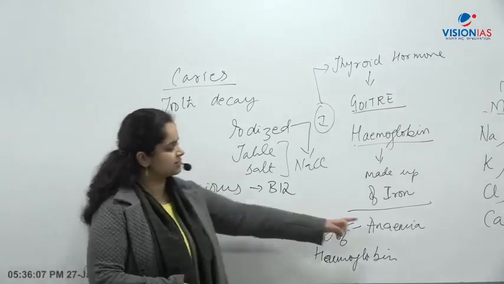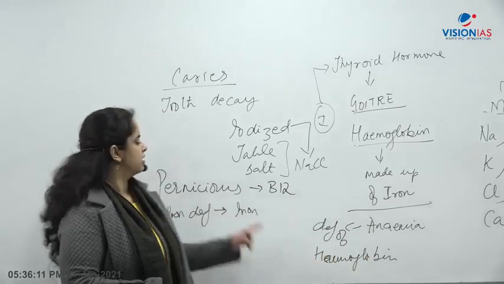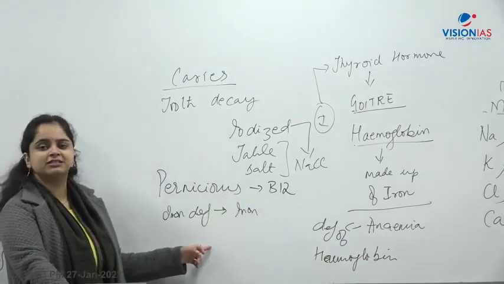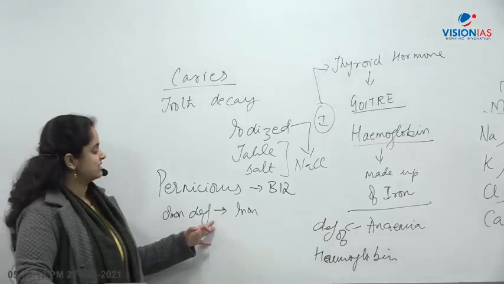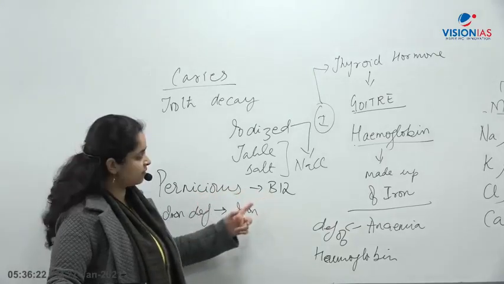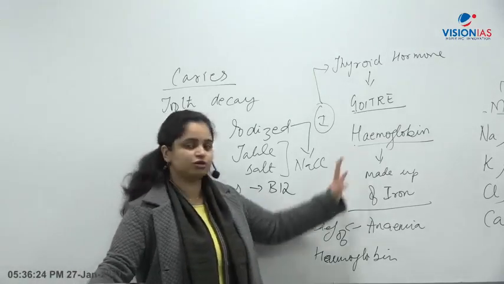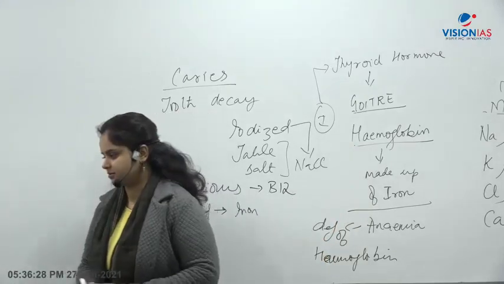So anemia is common. It means that hemoglobin formation is less. The cause because of which this hemoglobin is less, that is different. In pernicious anemia it is because of B12. B12 is needed for formation of hemoglobin, and in iron deficiency anemia iron is less. That is the difference.